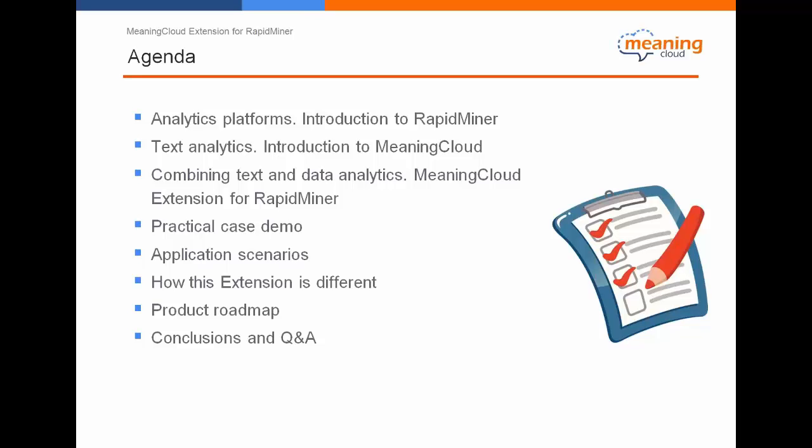Then we'll be using that in a practical case of analysis of comments from Amazon. And finally, we'll talk about application scenarios where you can create value of this combination, and highlight some features of this extension that make it useful and valuable. And finally, what the product roadmap is. And we will end with the conclusions and the question and answer part.